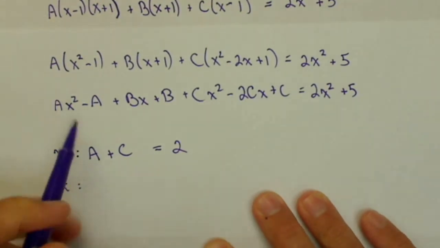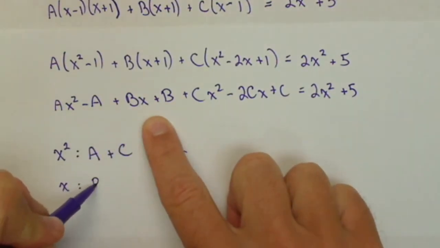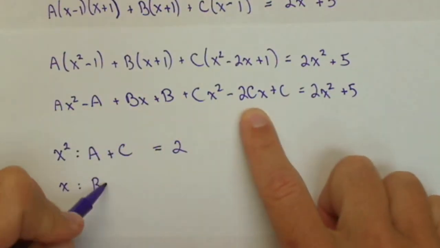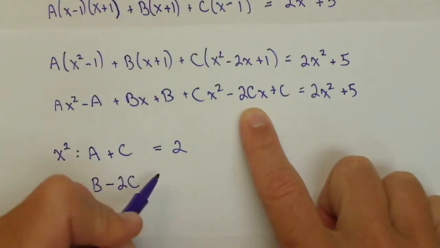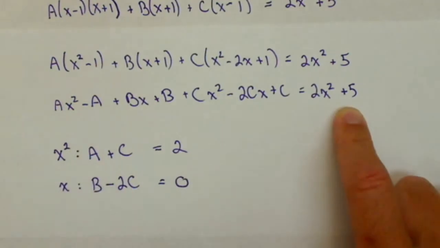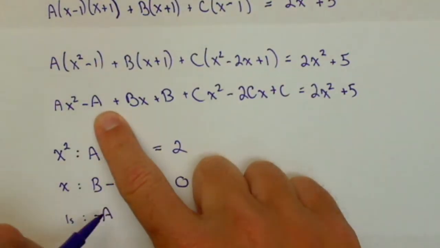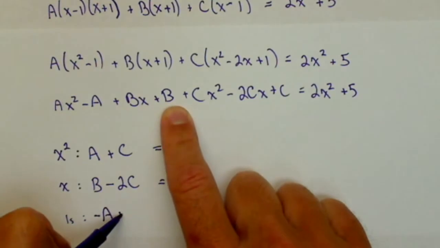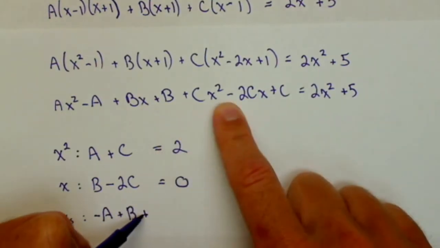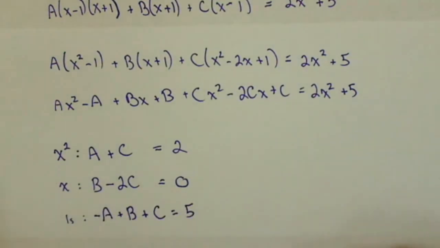For x, none here. I've got a b minus 2c. And notice there's no x term over here, so it has to equal 0. And finally, my 1's. So I have a negative a plus b plus c has to equal 5.